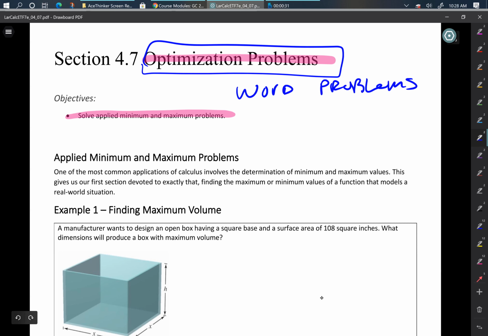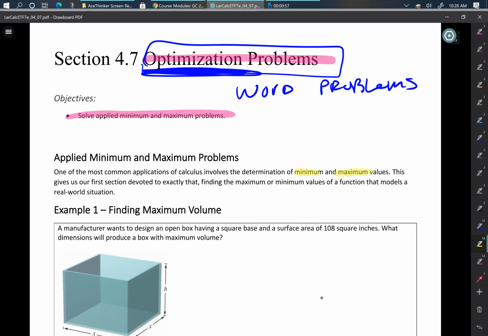The reason they're called optimization problems is because in these problems, we're going to have some sort of a structure, a word problem. And our goal is either to make something as big as possible or to make something as small as possible. That idea of making something as big as possible or small as possible is where we get the word optimization.